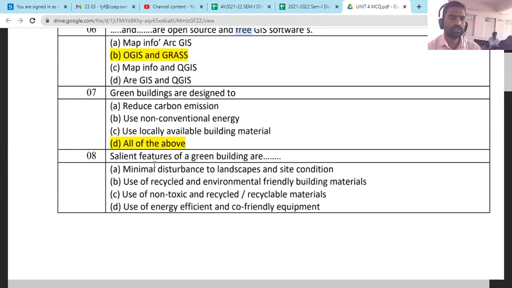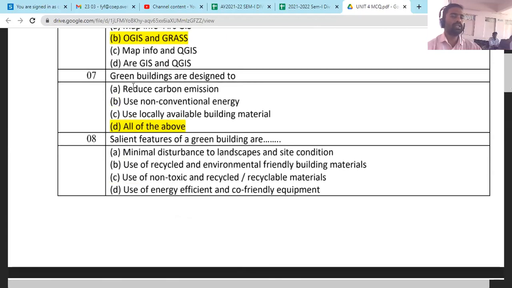Next, green buildings are designed to reduce carbon emission, use non-conventional energy, use locally available building material, or all of the above. So what are green buildings? These are buildings which emit less carbon, use non-conventional energy, and use locally available building materials. Answer is all of the above.